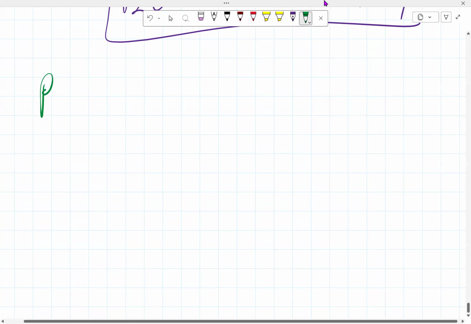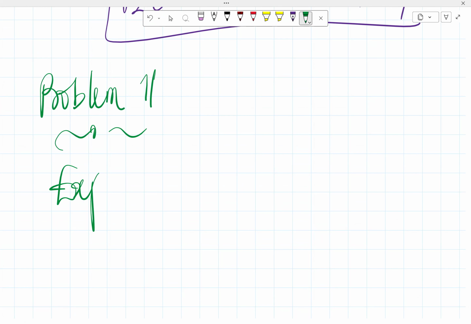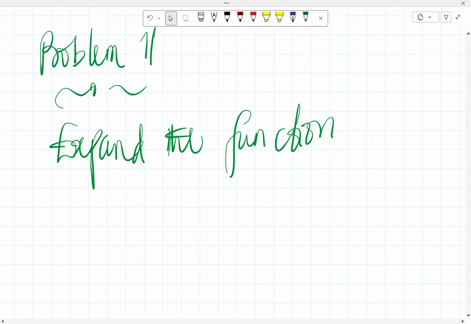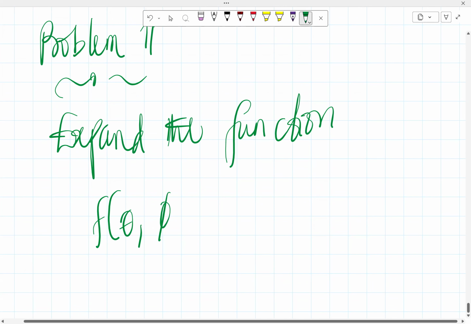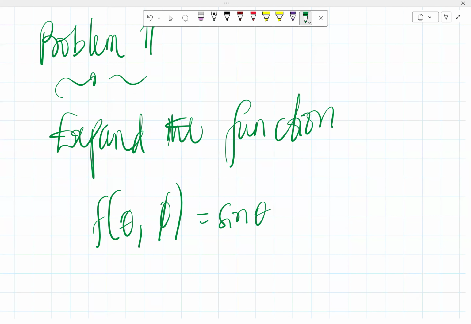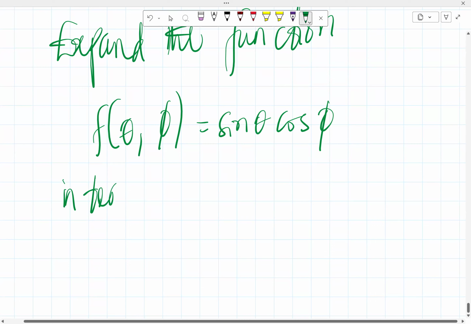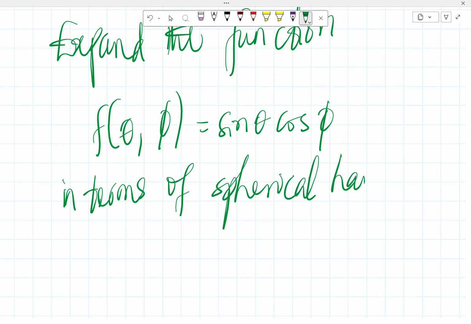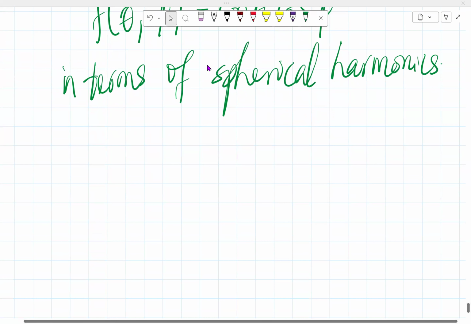So I start with problem 11, which says to expand the function f(θ, φ) equals sine θ cos φ in terms of spherical harmonics. So we go for step one.